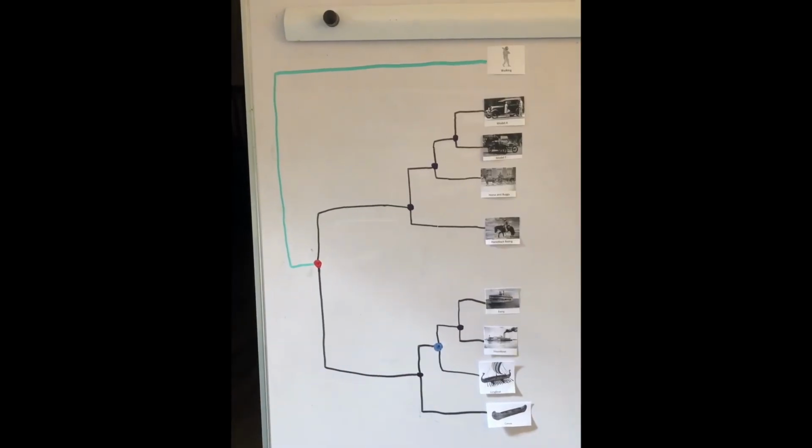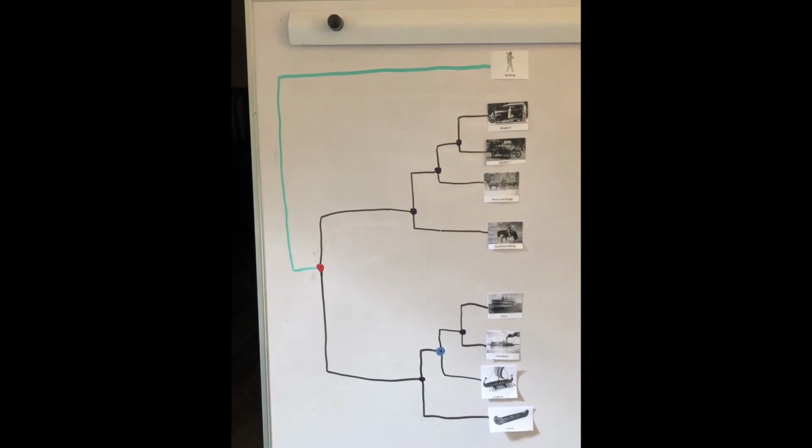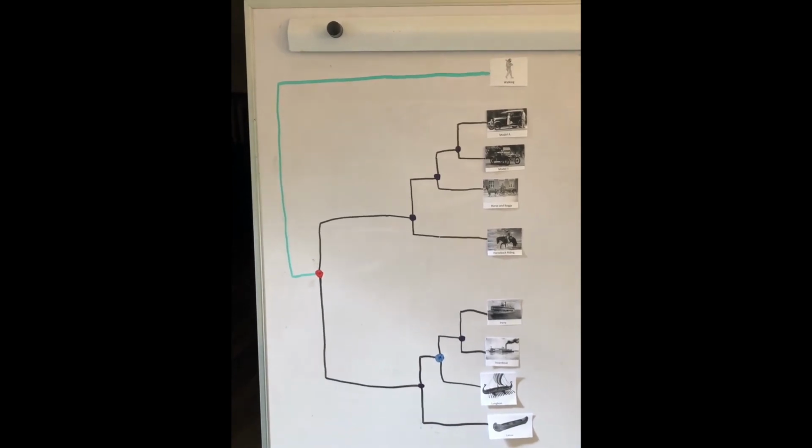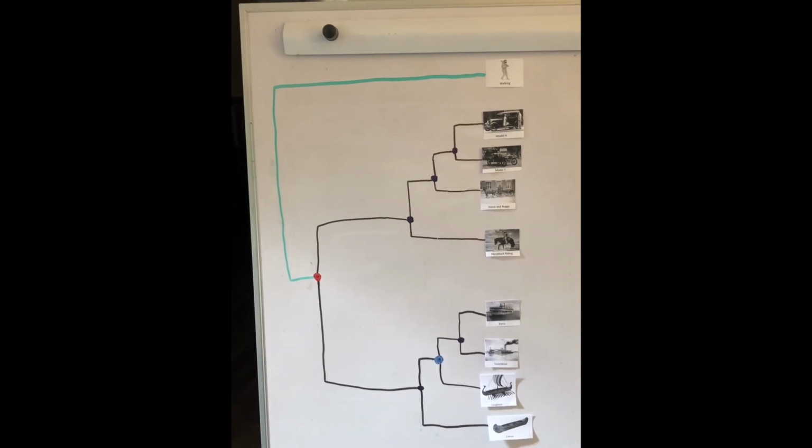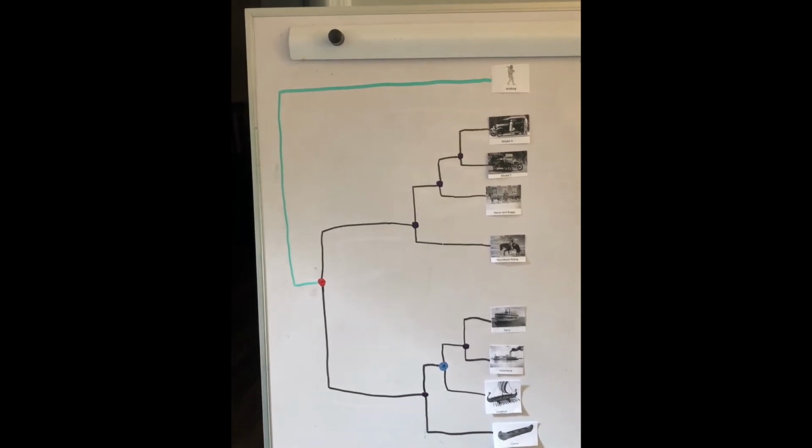The most recent common ancestor of the OTUs as a whole in this tree is walking, shown in red, because this is the most recent node that all of these OTUs branch from.